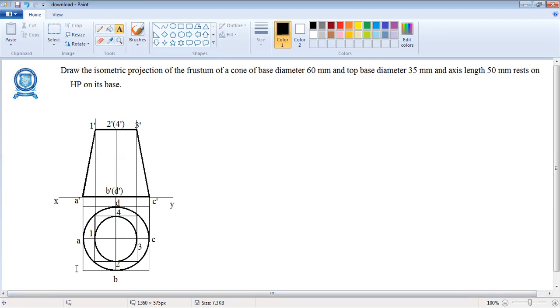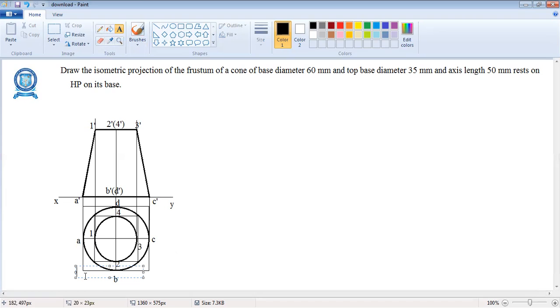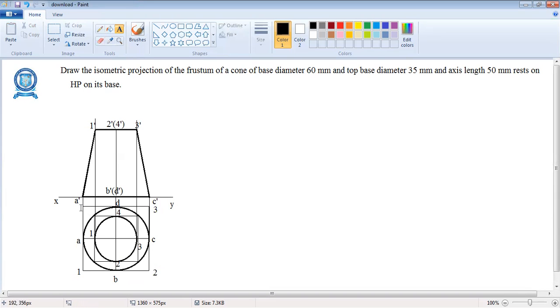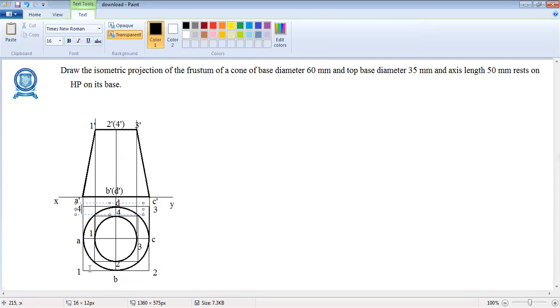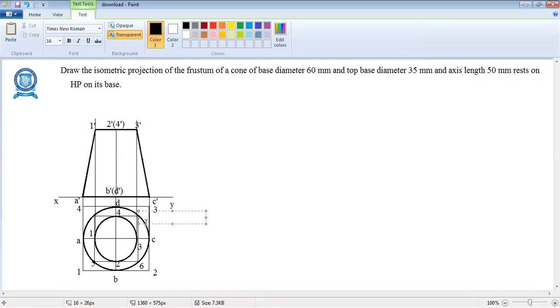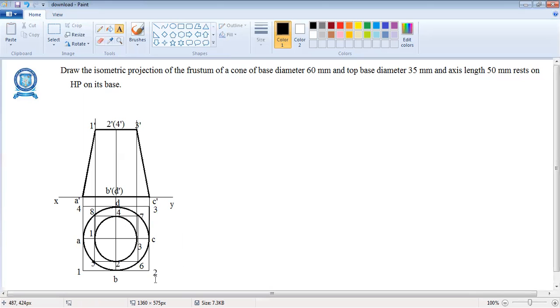Name the corners of the square for our convenience. 1, 2, 3, 4. This one is 5, 6, 7, 8. Name the corners for this square and also for this square. Then only we can easily draw the isometric projection.